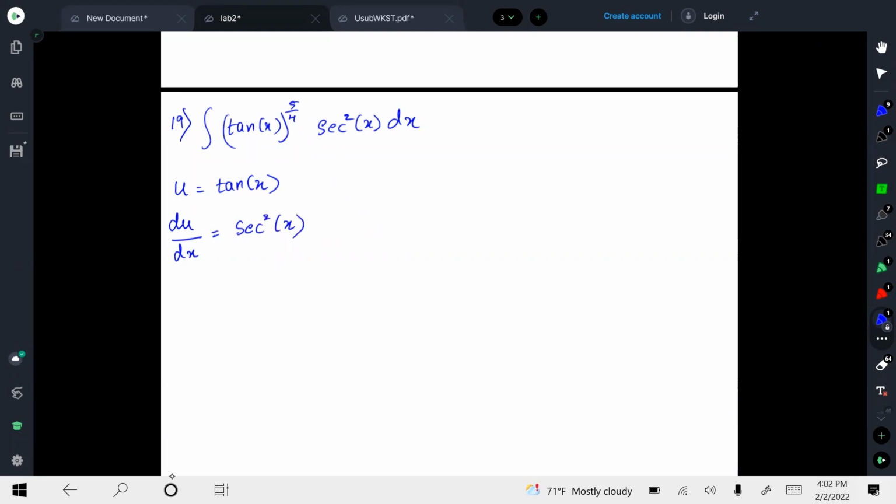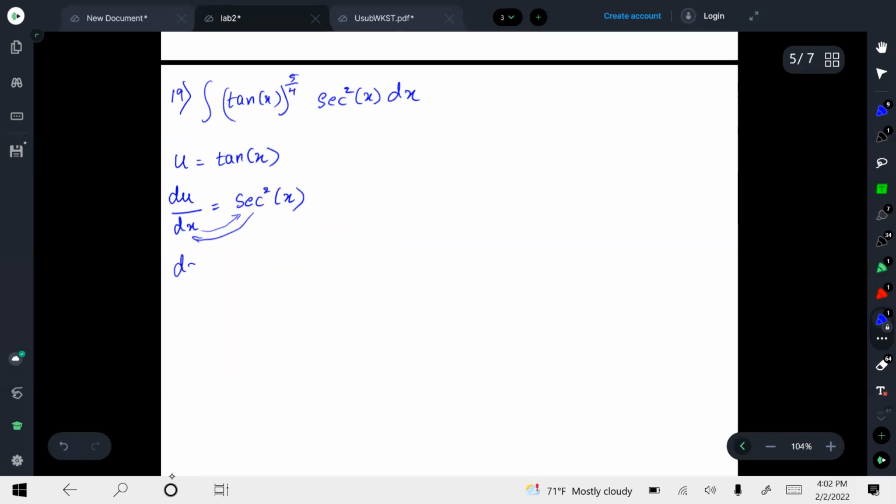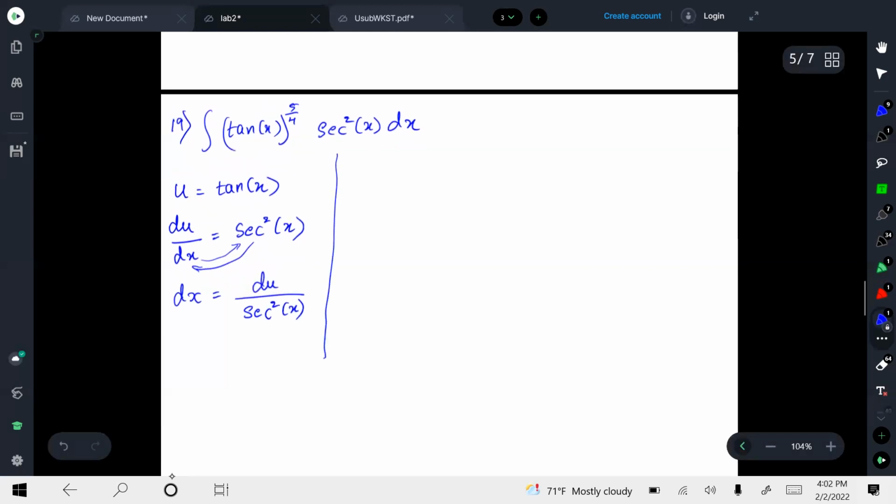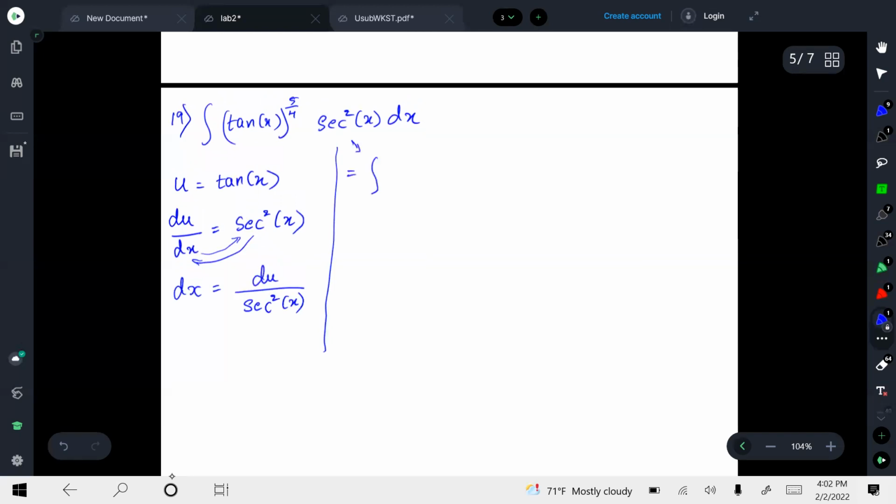Now what are we supposed to do? We are going to exchange the numerator and denominator. So that will give you dx as du divided by secant square of x. Now, you are done with the u substitution. Come back to the problem here. This will be equal to, we know that tan of x is u, so u to the power of 5 by 4.